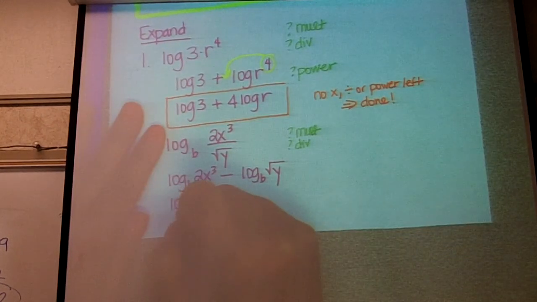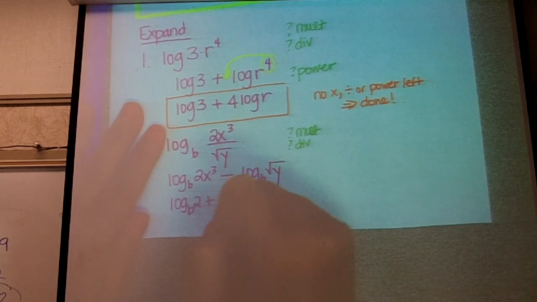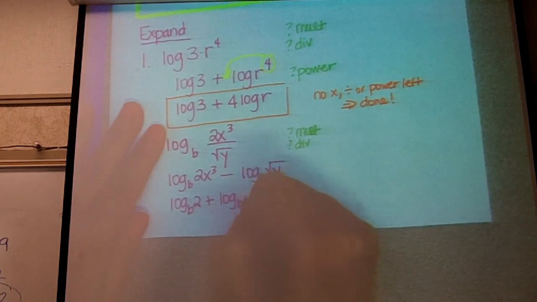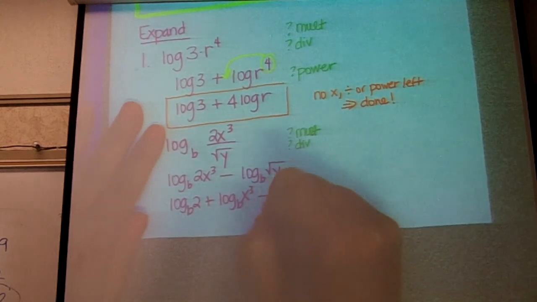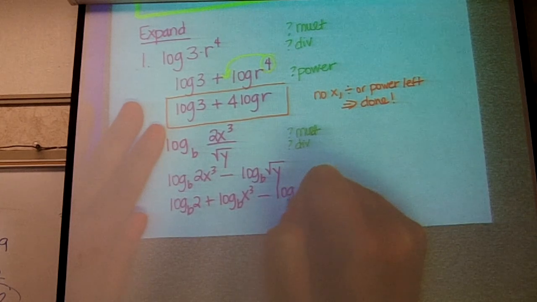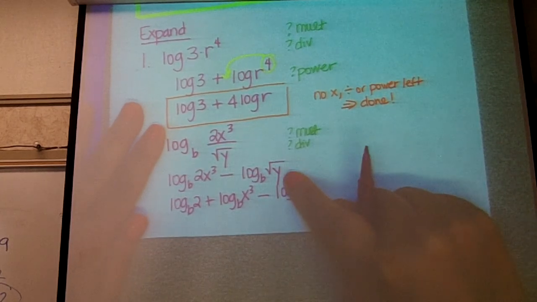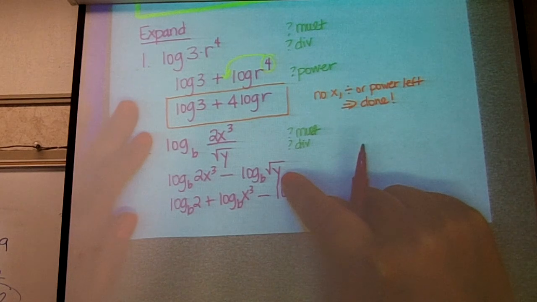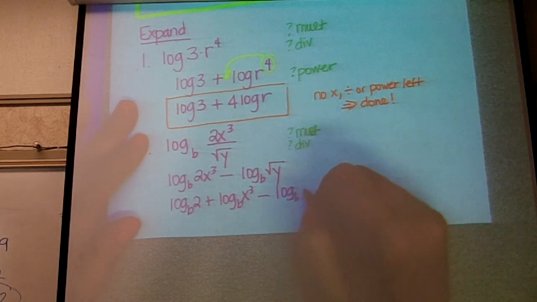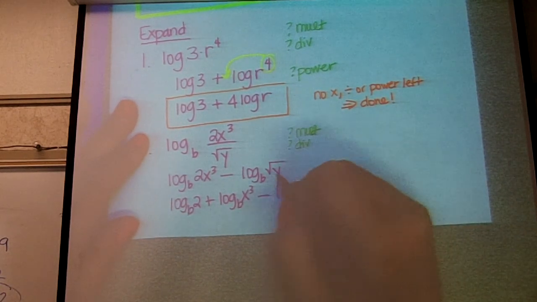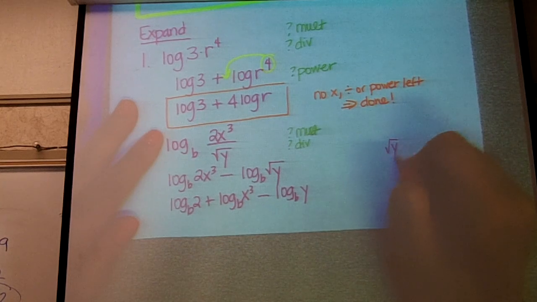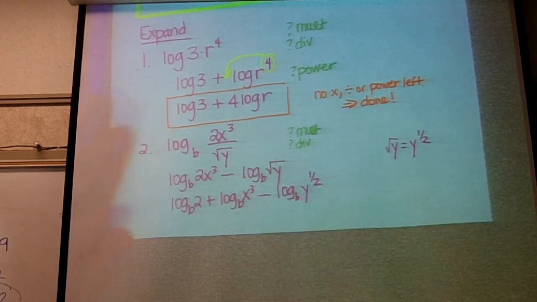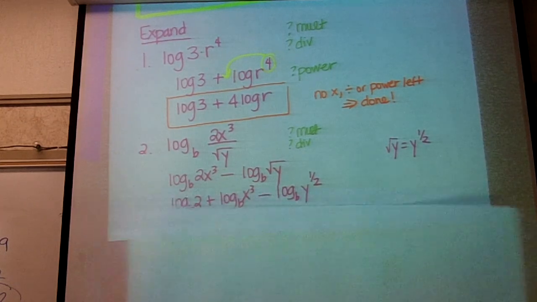So I have log base b of 2 plus log base b of x cubed minus log base b of the square root of y. I'm going to rewrite this as a power because you're going to have to deal with that later. So if you remember, the square root of y is the same thing as y to the 1/2. So now I'm almost done.